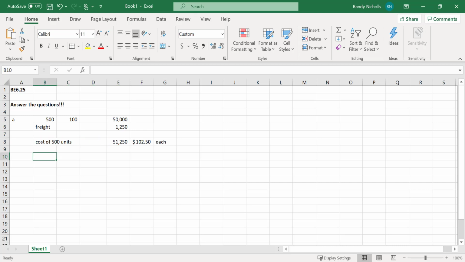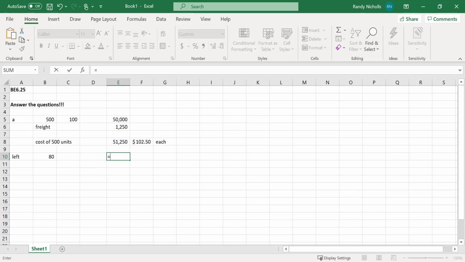How many units do we have left there? Well, if we keep reading, they sold 420. So if they started with 500 and they sold 420, they must have 80 left. And 80 times $102.50 is the value. Okay? So that is the answer to A.